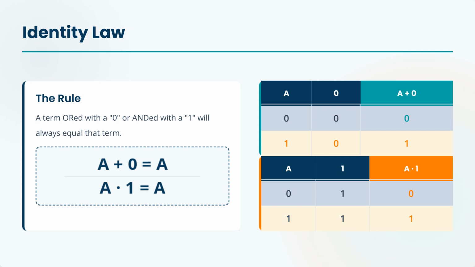The identity law states that a term ORed with 0 or ANDed with 1 always equals the original term. This means A plus 0 equals A and A times 1 equals A. These rules are confirmed by the truth tables shown.